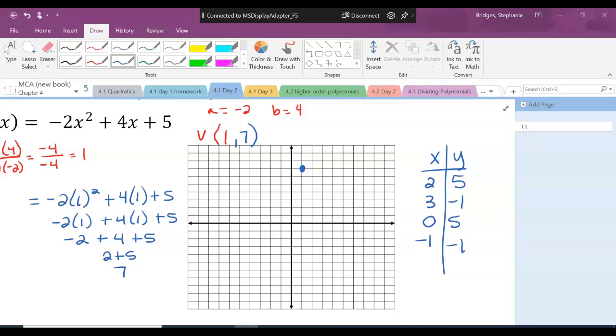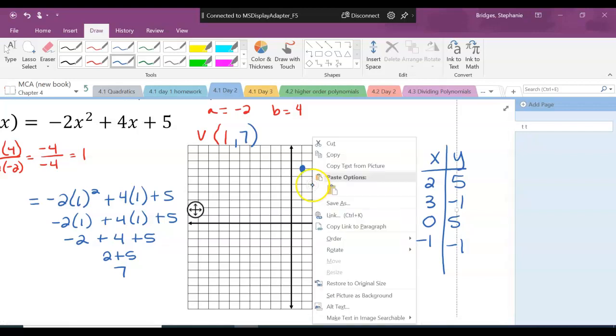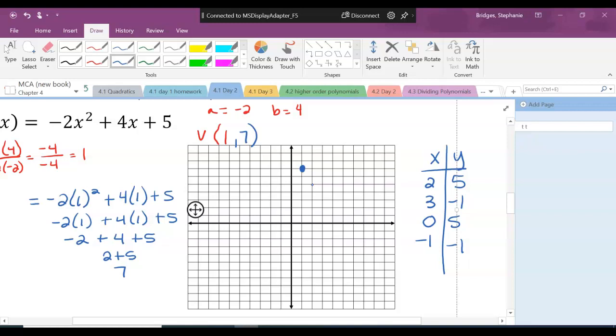Now I'm going to plot each one of my points. 2, 5. Whoops. 3, -1. 0, 5. 1, -1. Is my graph supposed to open down? Yes. Everybody kind of okay with that? All right, try 6. We might not get through all of these, but.